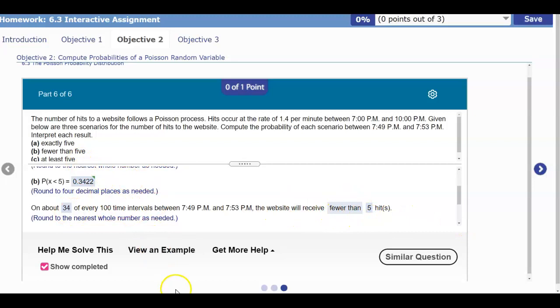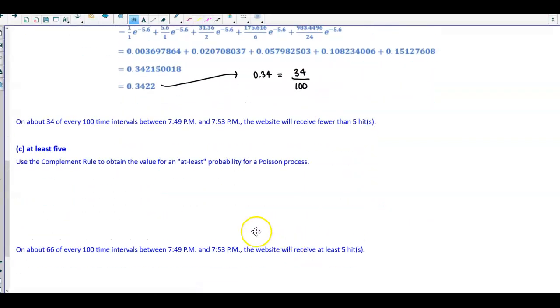Okay, now we want to find at least 5. So going to at least 5, we always use the complement rule to obtain the value for an at least probability for a Poisson process. So at least is the same thing as saying x is greater than or equal to 5. Well, the complement of x being greater than or equal to 5 is x being less than 5. So we want to find the probability where it's 1 minus the probability of x being less than 5. Well, we found that in the previous example. X less than 5 gave us the probability of 0.3422. So we're going to have 0.3422, and we're going to take 1 and subtract that value.